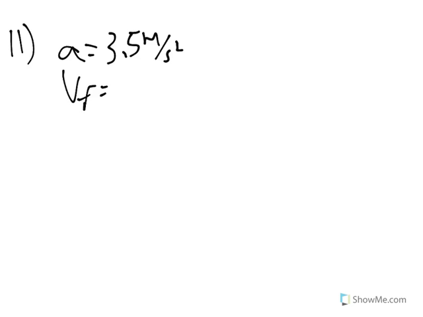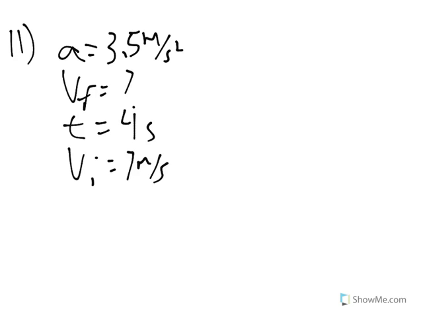All right, we're going to start back up with number 11. Number 11 says, if a car accelerates at 3.5 meters per second squared, what will its final velocity be after 4 seconds if it starts off with an initial speed of 7 meters per second? So there we go. That's our information. So we're looking for the final velocity.